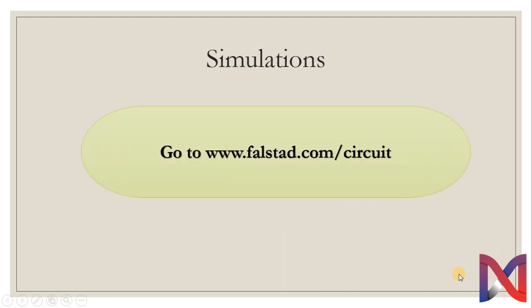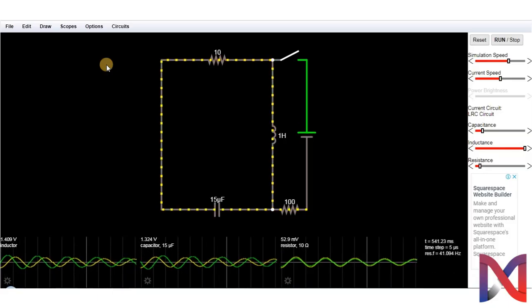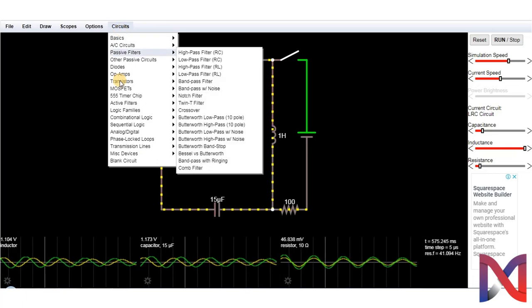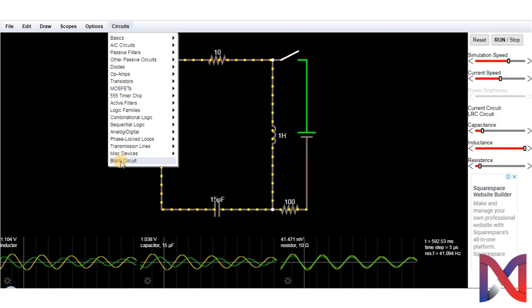Let's go to the fault state simulator and simulate all our circuits and see whether the simulation results are equal to those of calculations or not. Let's move to fault state. Here we are in our fault state simulator. Let's begin. We will go to circuit and then check on the blank circuit.